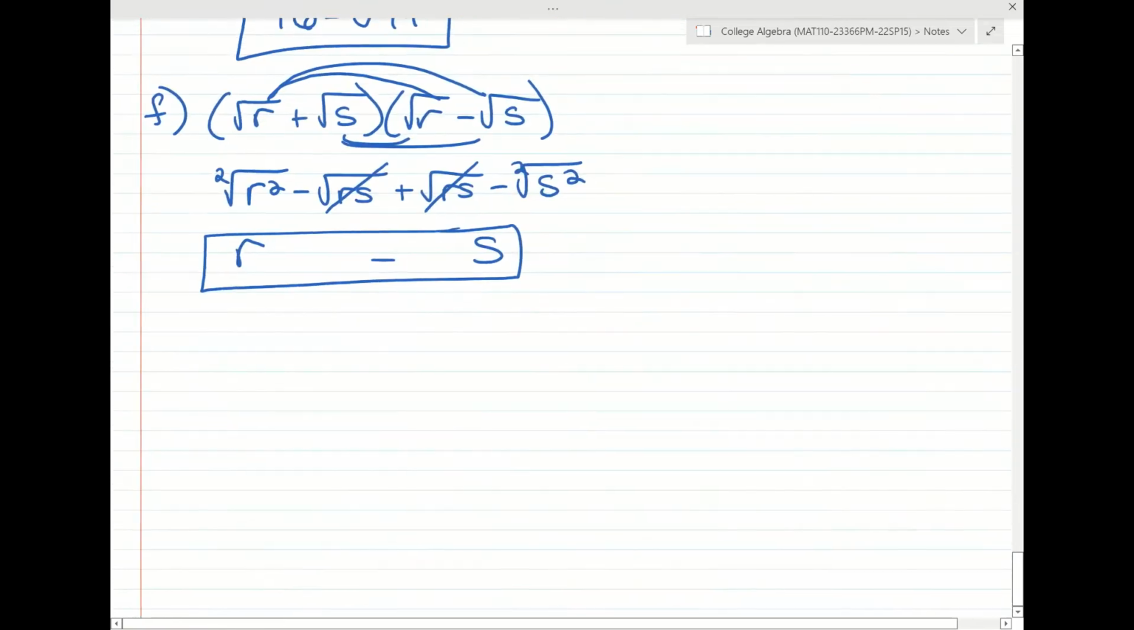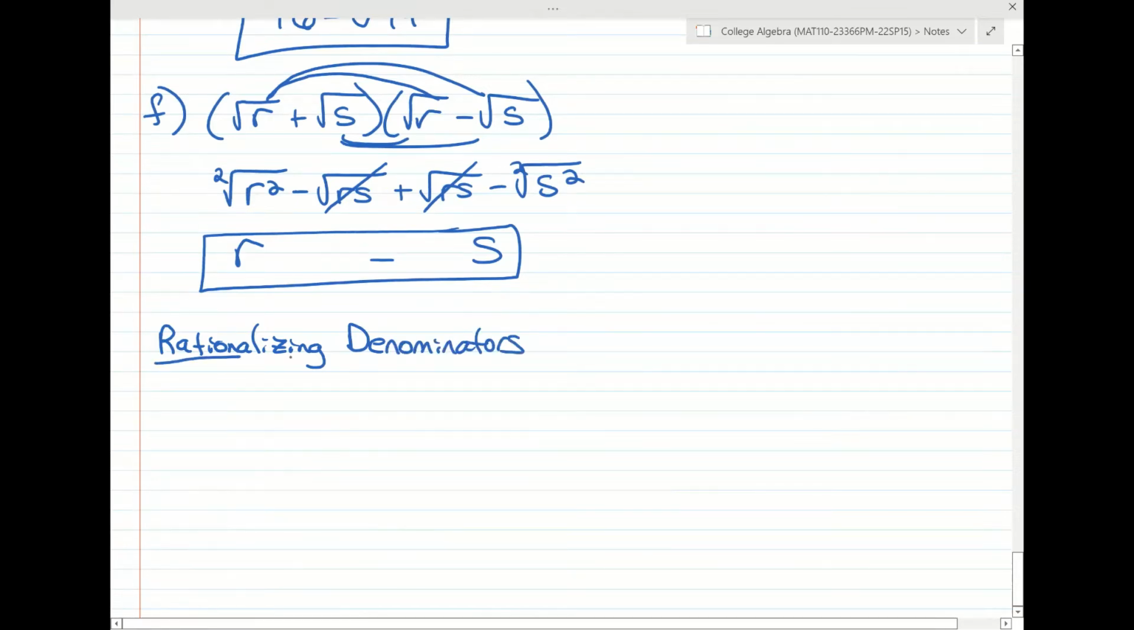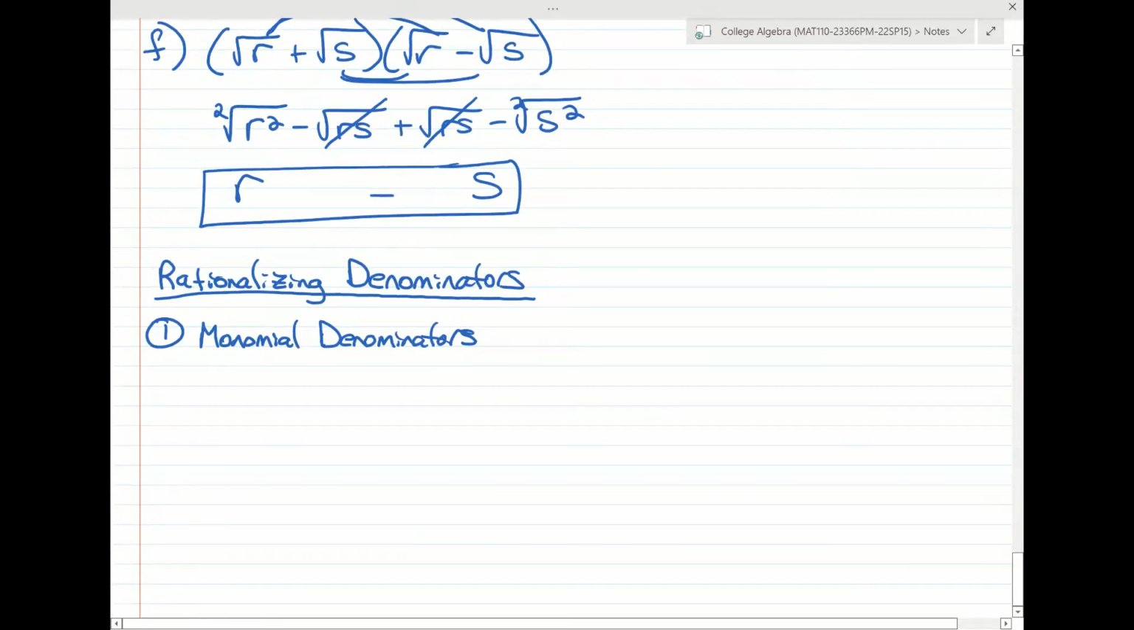Next topic I wanted to talk about is called rationalizing denominators. It's a little bit different. What we're going to do is focus first on monomial denominators. This is a little different than what you're used to. So let me explain how to do this.